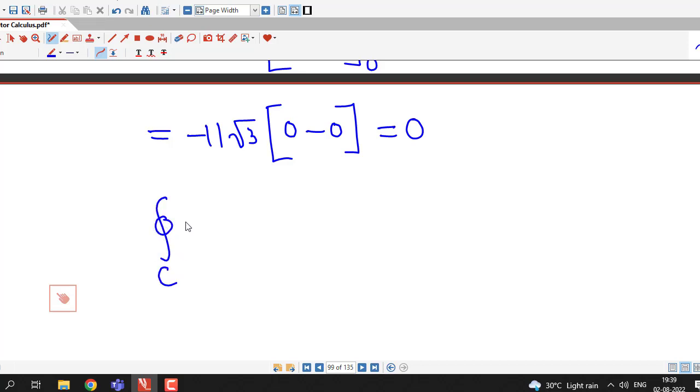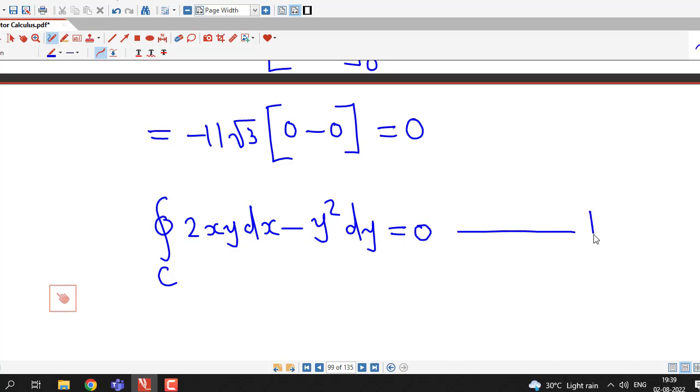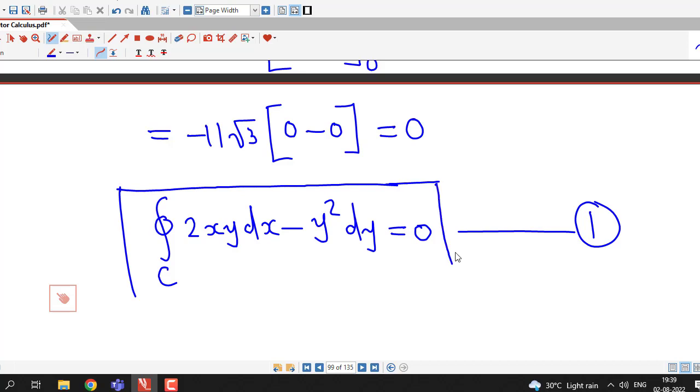Therefore line integral 2xy dx minus y square dy equal to 0, and we give this number 1. So this finishes first part of the question. We have answered half of the question.